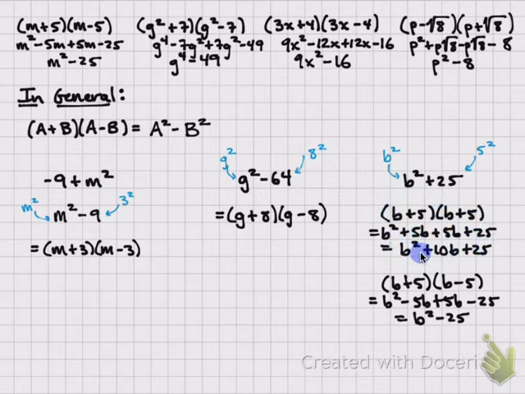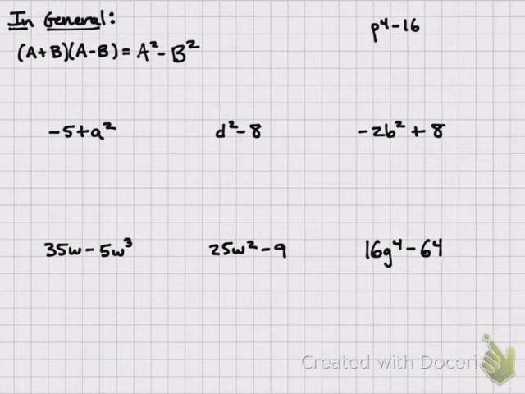So we've got to be really careful when we're looking for binomials that we can factor using this strategy. We got to make sure that it is a difference of squares, not a sum of squares. All right, now it's just all about doing some examples. And I'm going to keep this up here in the corner so we can refer to it as we make our way through. All right, let's take a look at p to the 4th minus 16.